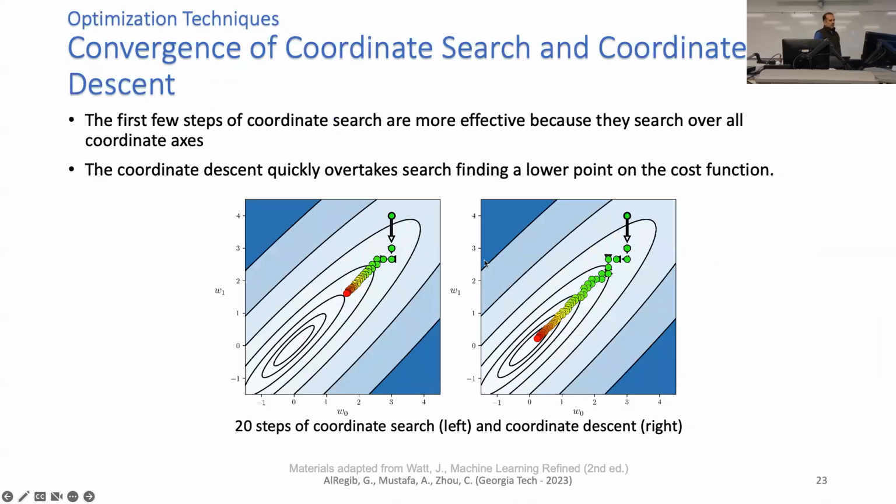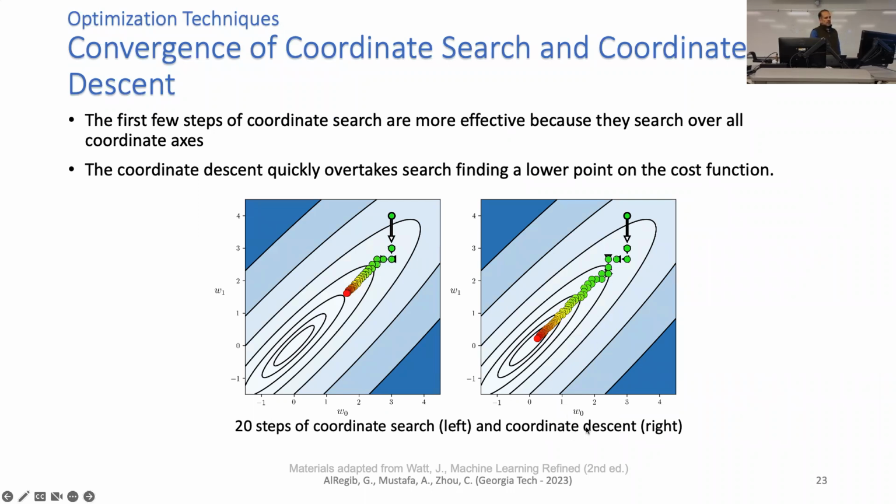So here are the two methods. The one on the left is the coordinate search, and the one on the right is the coordinate descent. These are only 20 steps. You can see the coordinate search, because at each step you are looking at all directions and for all coordinates, you are moving smoother, right? But you are really much slower, right?